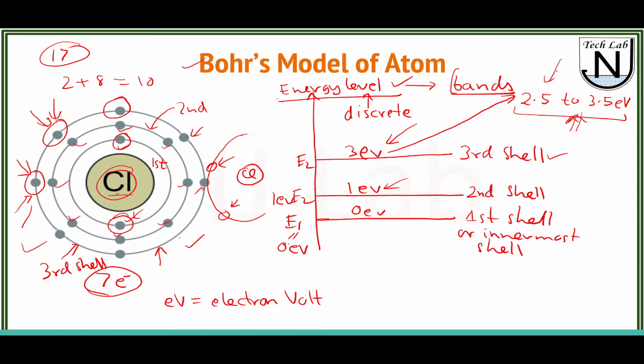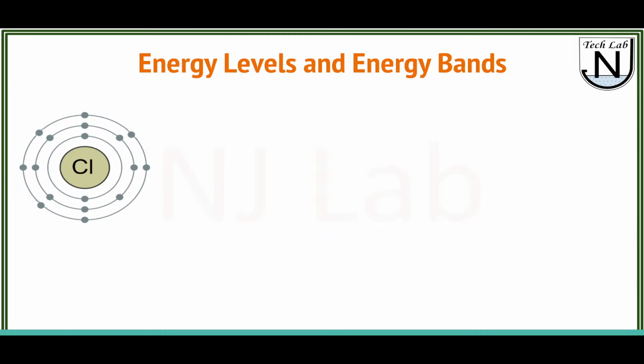Remember that over here, this 2.5, 3.5, this 1 electron volt, I just assumed this value. These are not the exact values for chlorine, right? So overall, instead of energy levels, we will be having bands, right? We will be having bands.